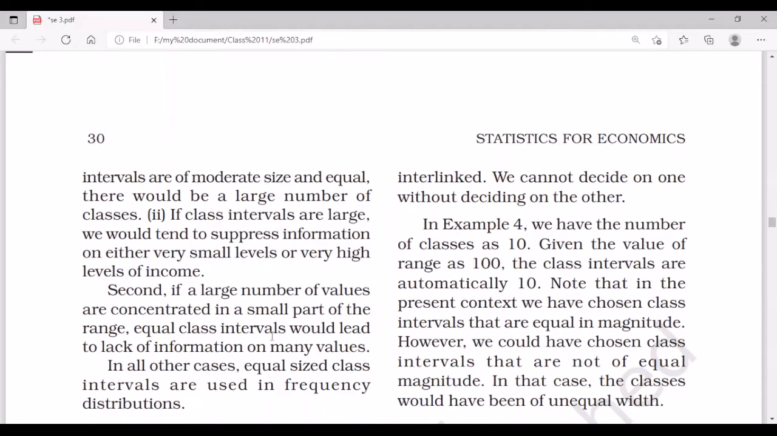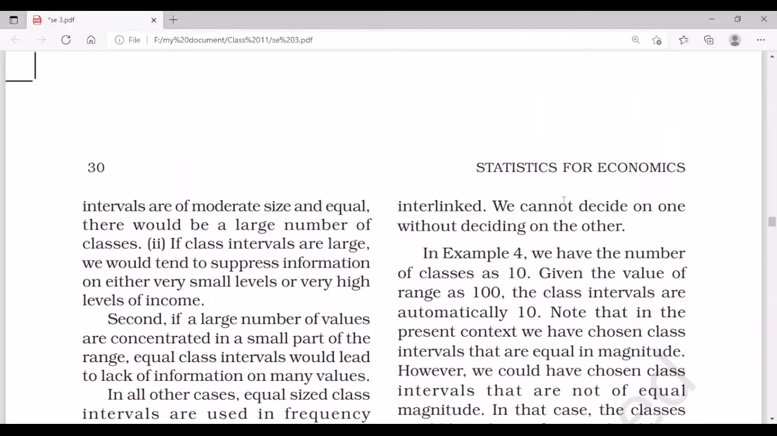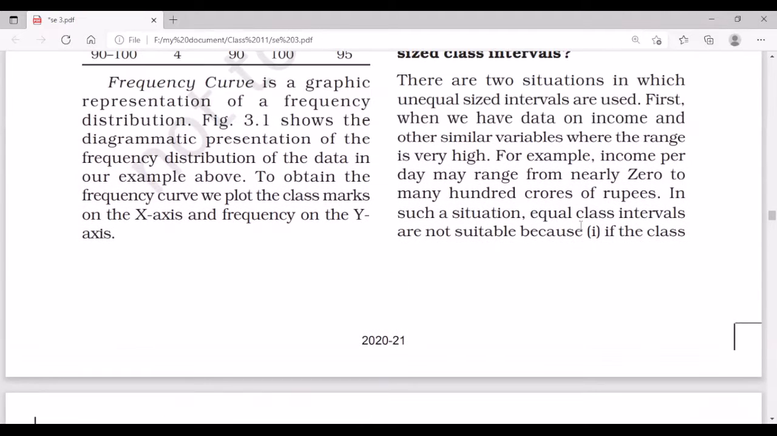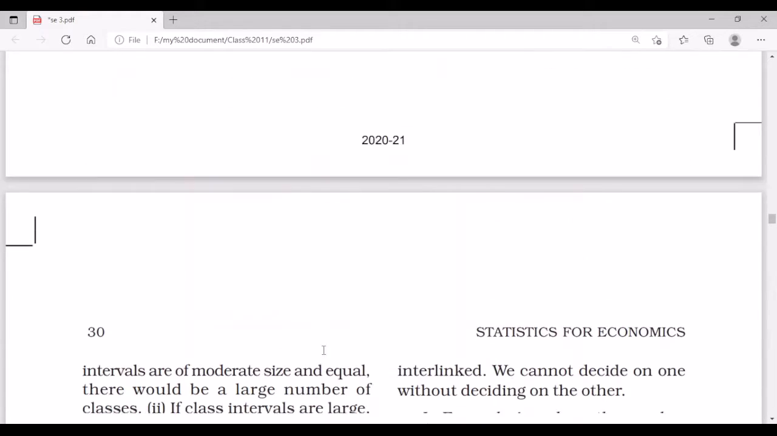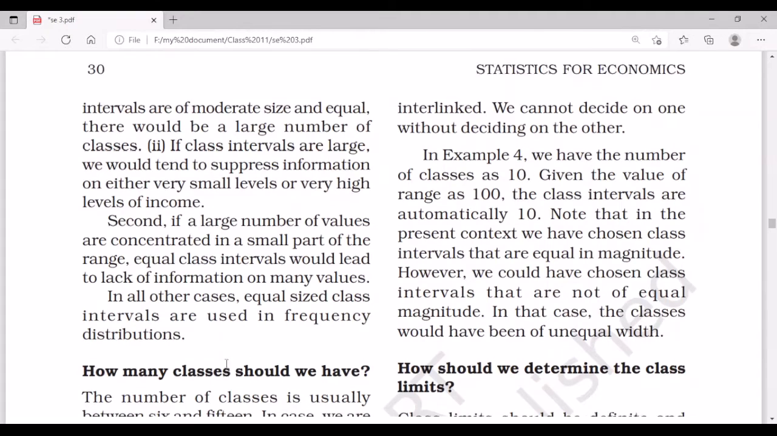It is a very obvious thing. And the second case is if a large number of values are concentrated in a small part of the range, equal class interval would lead to lack of information on many values. Okay, so what was the first case? First case was when we have data on income and other similar variables, and the second is if a large number of values are concentrated in a small part of the range.